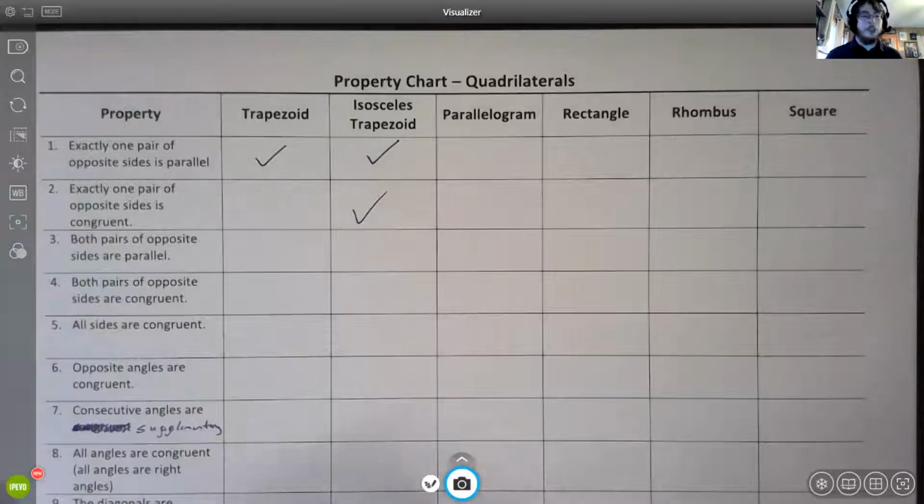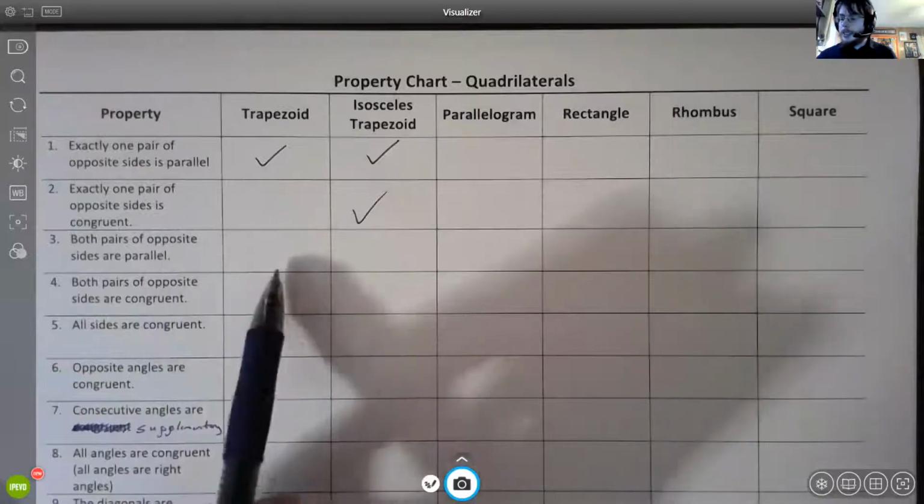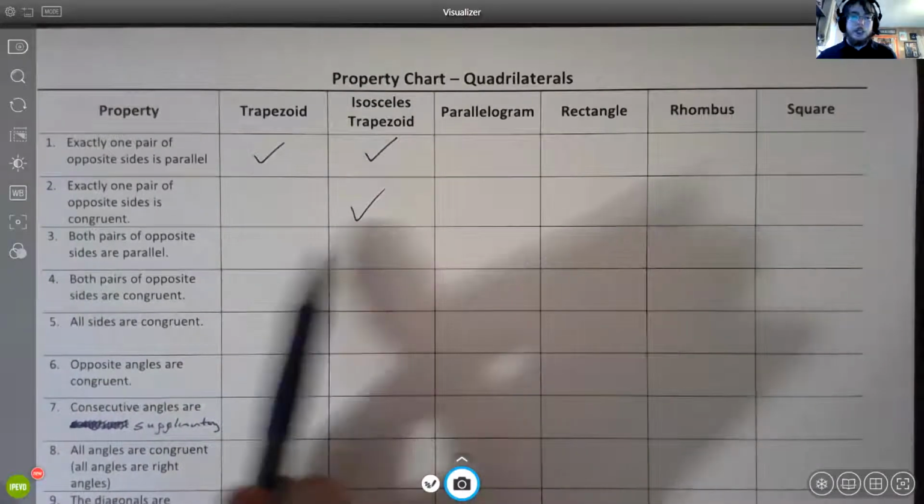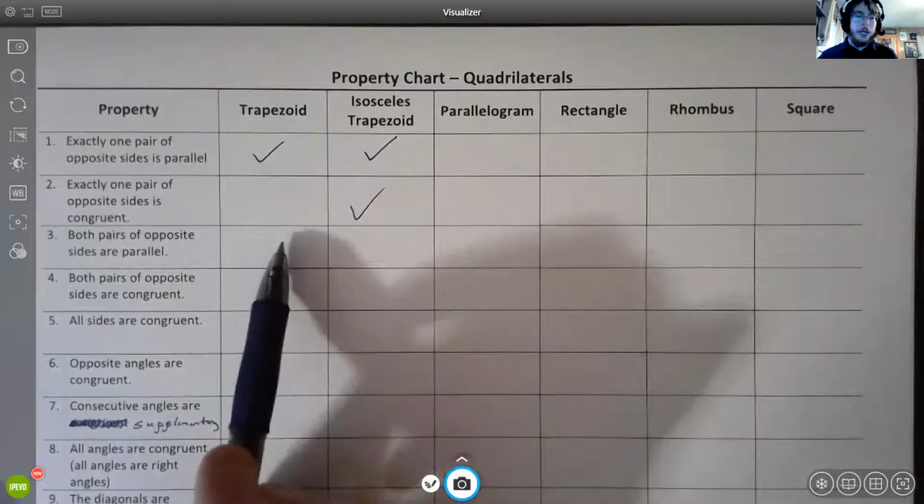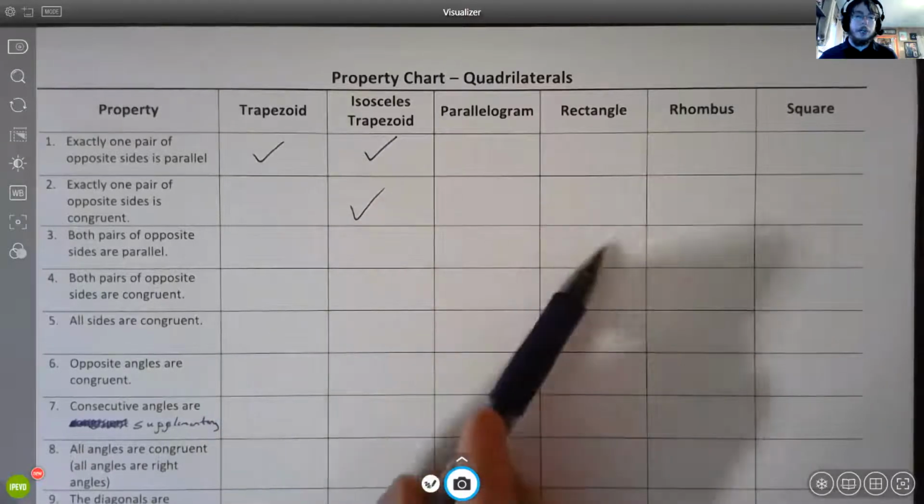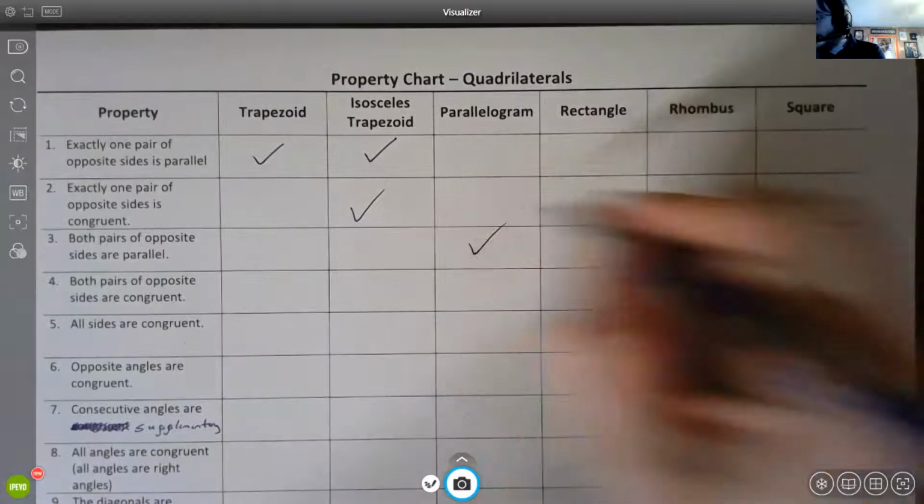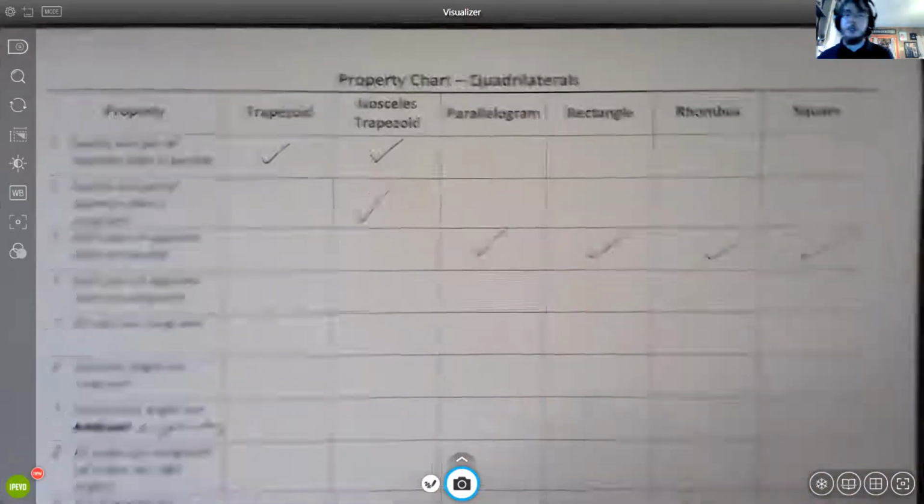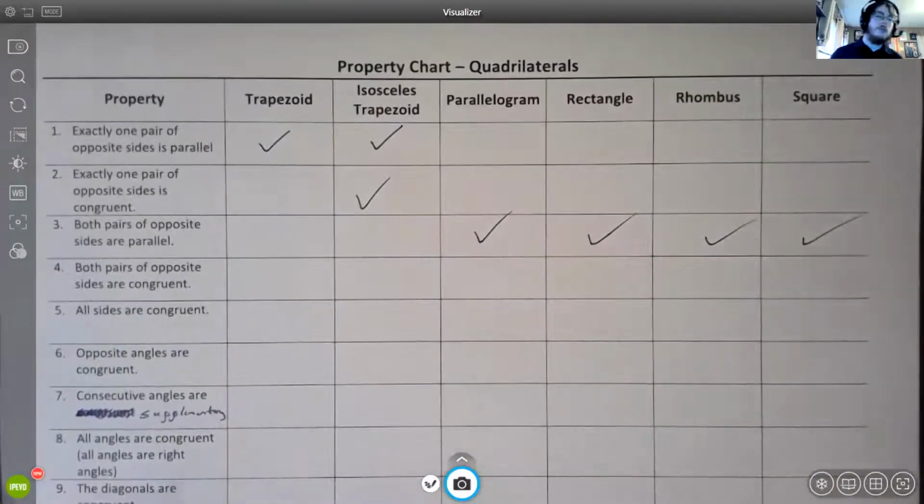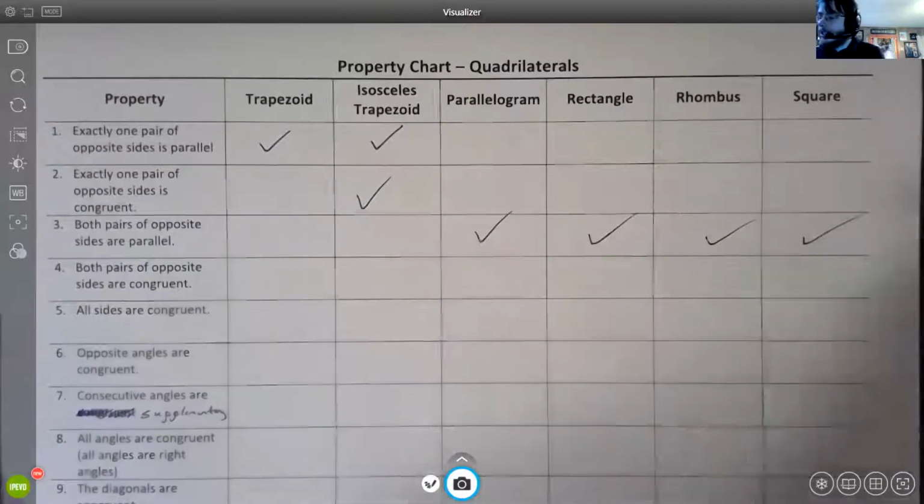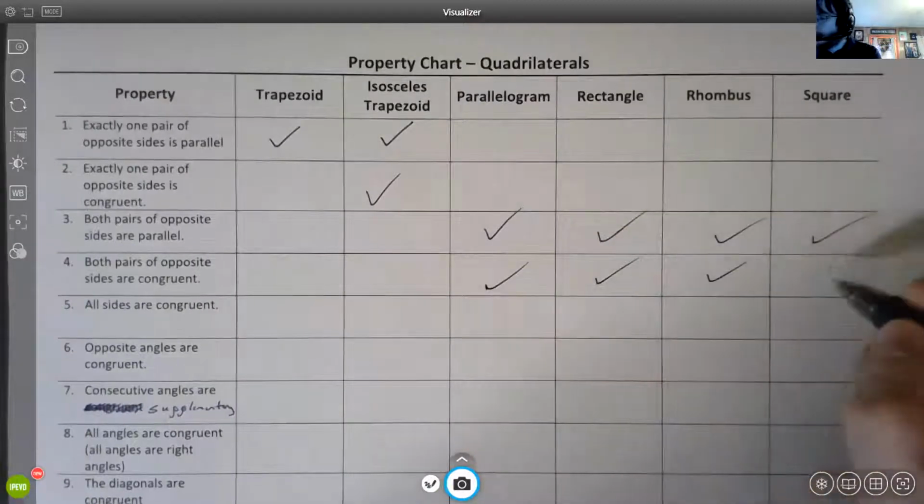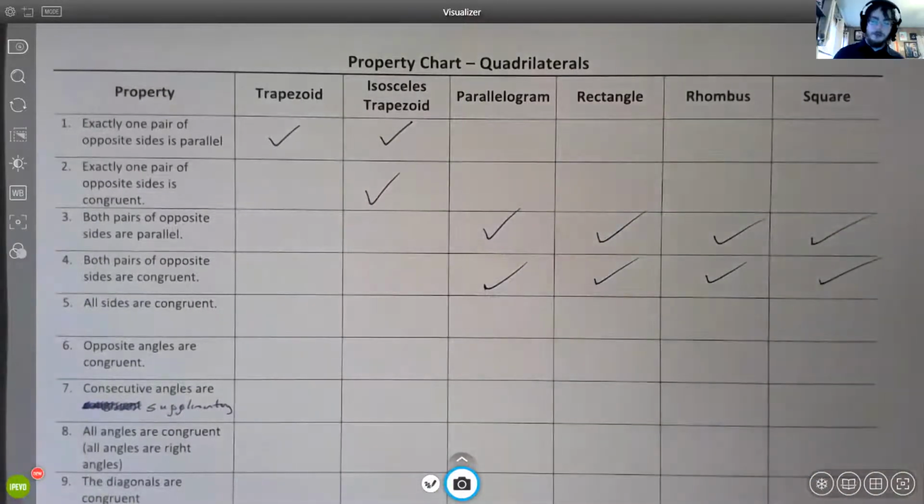Number 3, both pairs of opposite sides are parallel. So an isosceles trapezoid and an irregular trapezoid only have one pair. However, a parallelogram, rectangle, rhombus, and square all have 2 pairs of parallel sides. Number 4, both pairs of opposite sides are congruent. Similarly, a parallelogram, rectangle, rhombus, and square would have all of those.